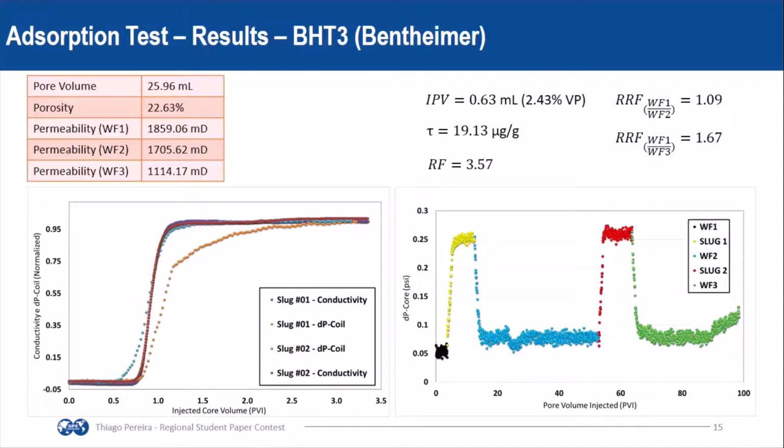For the Bentheimer, in which permeability is higher, results were good. It seems that there was no mechanical retention since the stabilization of delta P across the core was achieved during slugs number 1 and number 2.